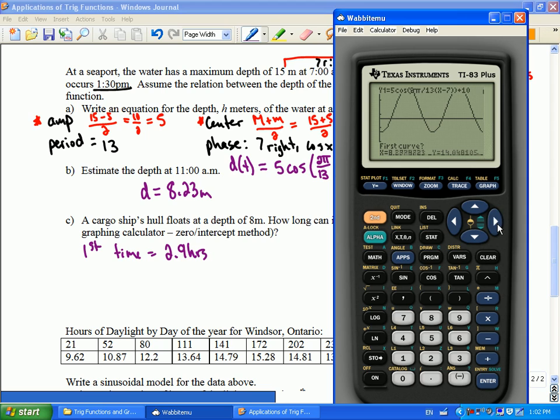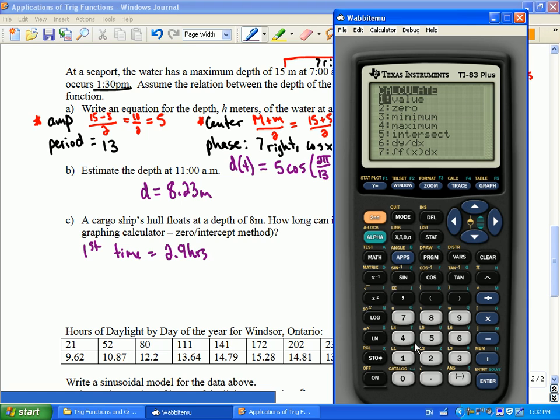So I'll move it until I get somewhere close. Question, yeah? Oh, this horizontal line here? We added 8 meters to the problem so we could see 8 meters in our window. Oh no, and I lost that.